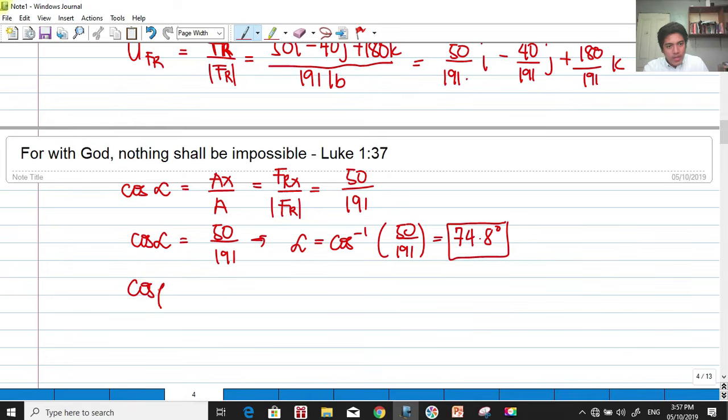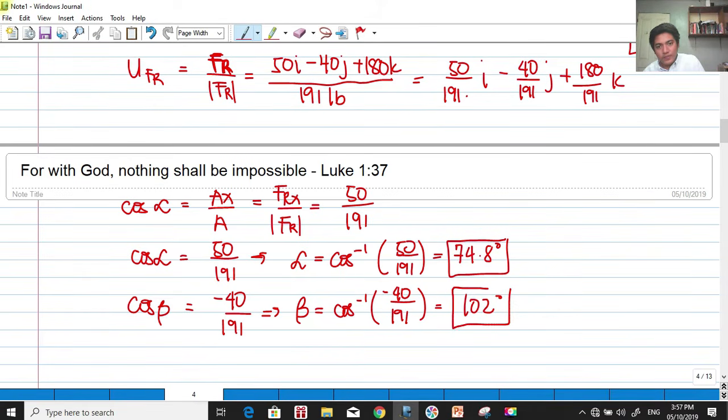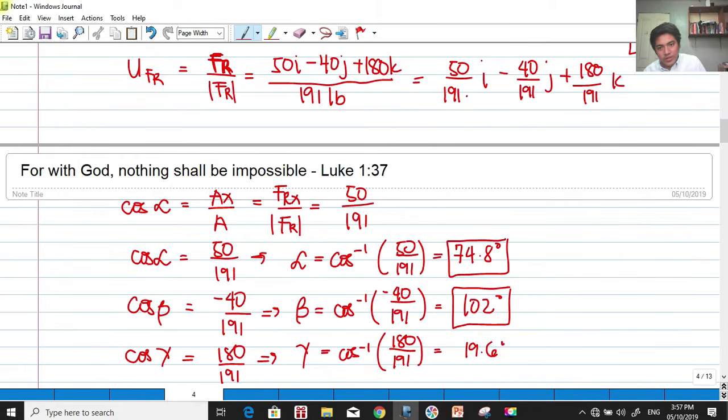We have cosine beta, and our cosine beta is negative 40 over 191. We get beta here, arc cosine of negative 40 over 191, and that is simply equal to 102 degrees. Lastly, for our gamma, we have 180 over 191. Gamma would now be arc cosine of 180 over 191, which is equivalent to 19.6 degrees.